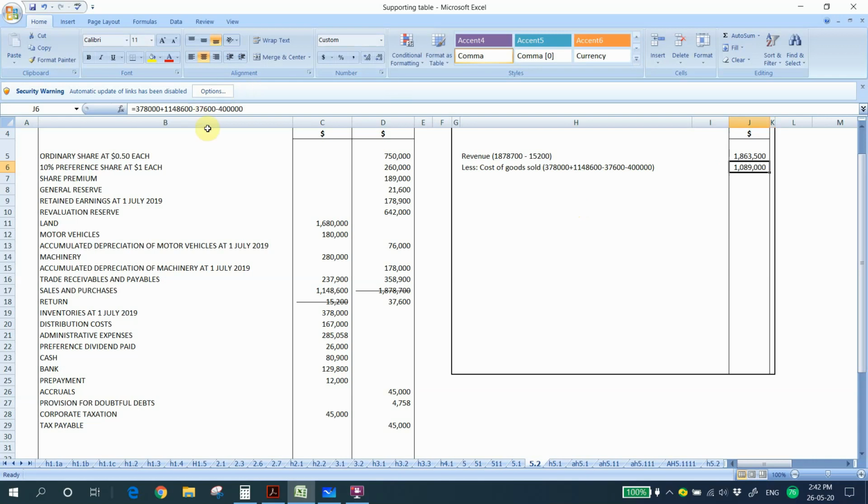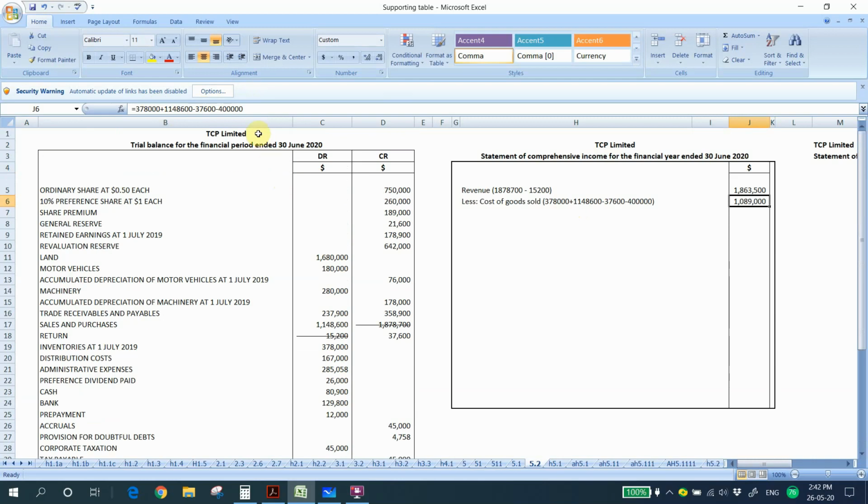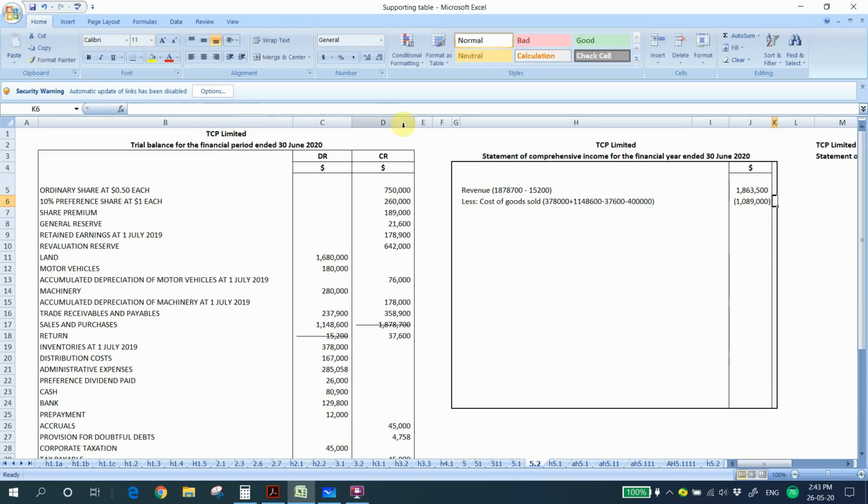Okay, let us check again. 114,600 minus 37,600 and minus closing inventory 400,000. Alright, so this will be our total cost of sales. This is the difference compared to the normal income statement, because we have to calculate and just give one lump sum amount for the cost of goods sold. And again, we strike through the information that we have extracted.